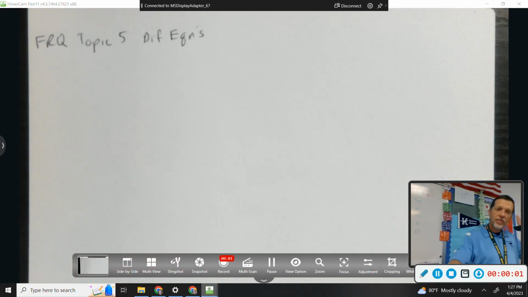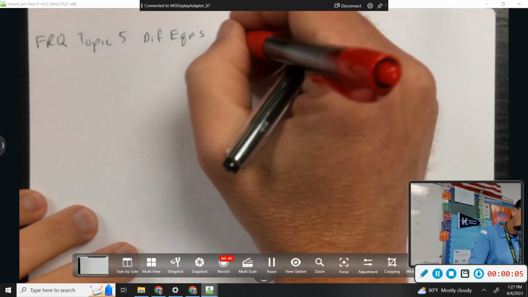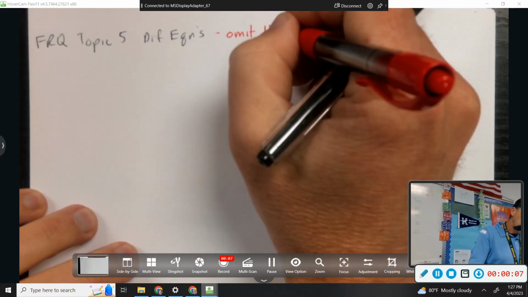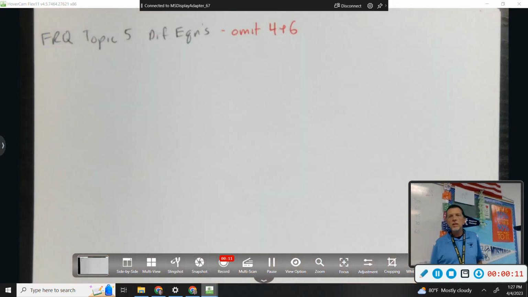So glad you asked. The ones we are allowed to omit from topic 5, the differential equations, is you can omit 4 and 6. You can omit 4 and 6. Happily. Again, if there's one of these that you're struggling with or want more practice on, all the answers are posted, so you're welcome to try them or just sketch them a little bit and see how you're doing.